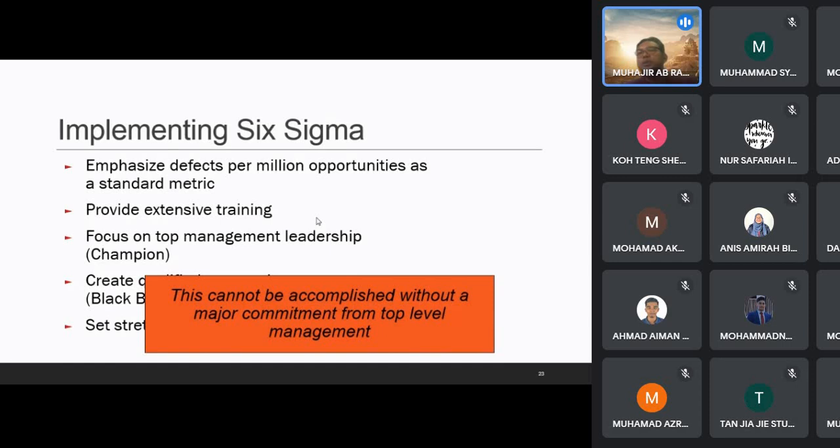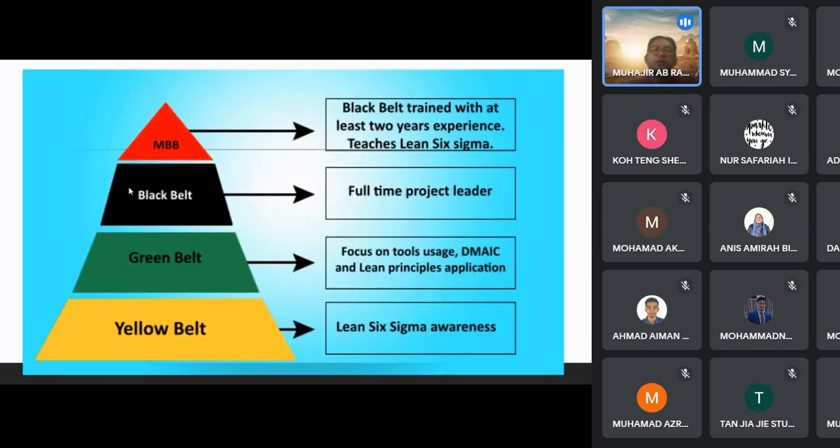This cannot be accomplished without major commitment from top level management. In Six Sigma, as in any quality system approach, top management is very important. The commitment of top management matters because top management can motivate you.